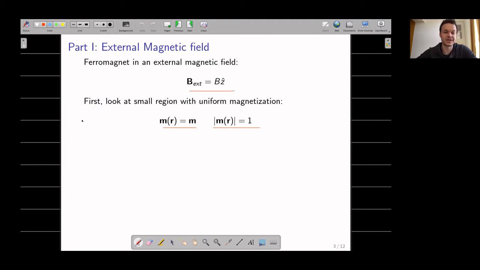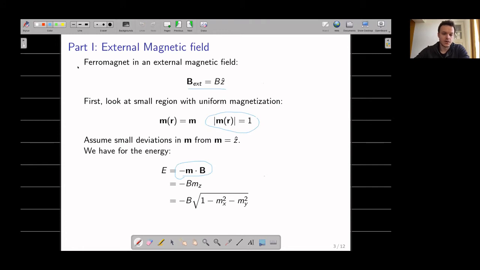Okay, I already underlined some parts of this slide, but what we have is a ferromagnet in an external magnetic field. The field is along the z direction, and at first we're going to look at a small region with uniform magnetization, or so to say, the magnetization is independent of the position, and we know that the magnetization is normalized to 1. Okay. Moving on.